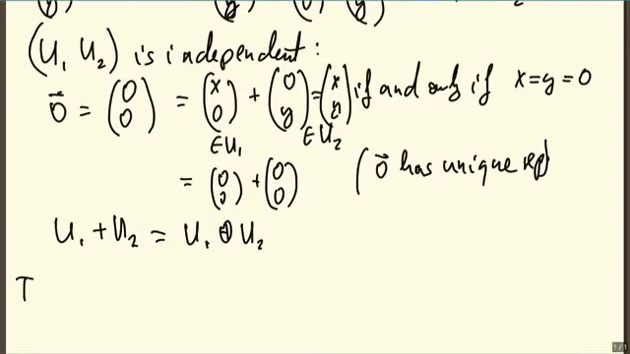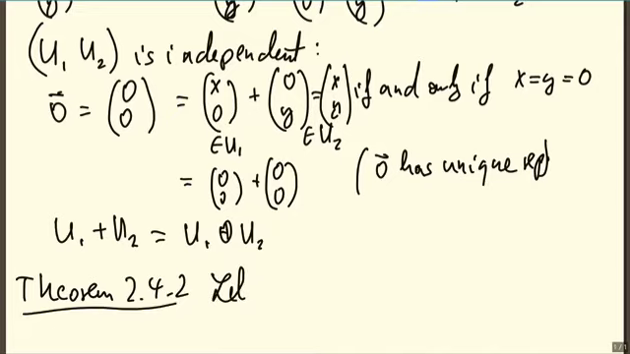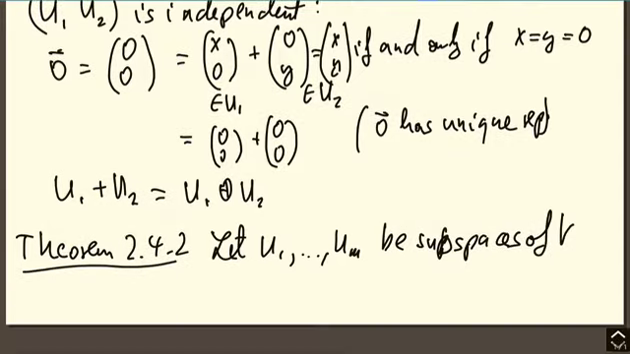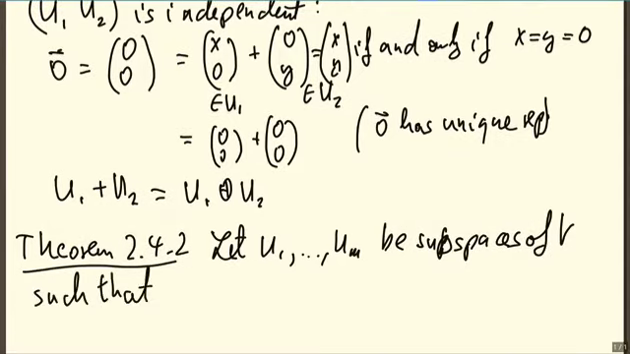Another theorem about direct sums, theorem 2.4.2: let U1 through Um be subspaces of V such that... The new thing here that we're going to consider is that we not just consider the sum of the subspaces, but a special case when the sum gives us the whole vector space.